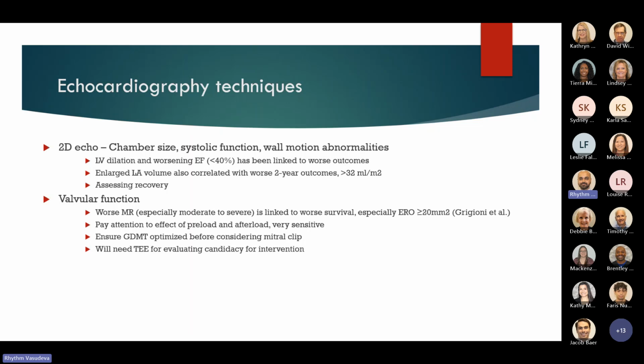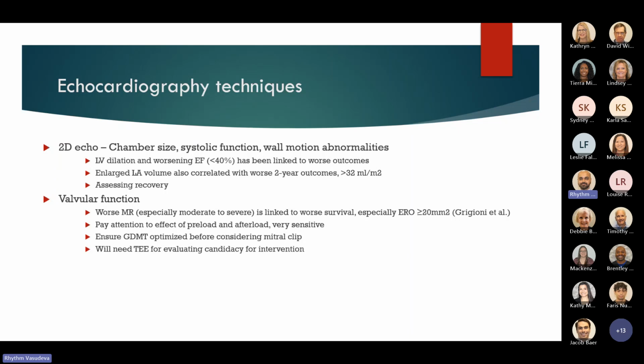The second part of the echo that's helpful in assessing ischemic heart disease is valvular function. Now, the most common valve affected with MI or ischemic heart disease is the mitral valve, barring effects from annular dilation, things like that. The mitral valve is directly related to worse outcomes in ischemic heart disease, especially when it's moderate to severe. A study showed patients with an ERO of more than 20 mm squared tend to have worse 2-year outcomes as well.